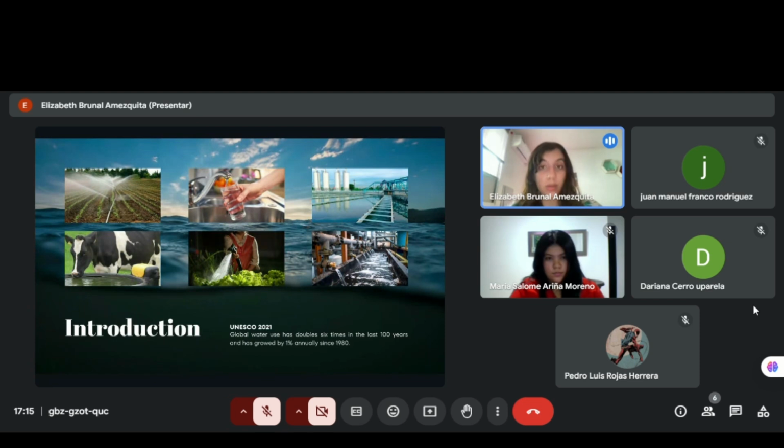The article is introduced with some figures of how society has made greater use of water bodies over the years, justified by industrialization, agricultural advancement, and urban life. So we can see here these pictures about that.